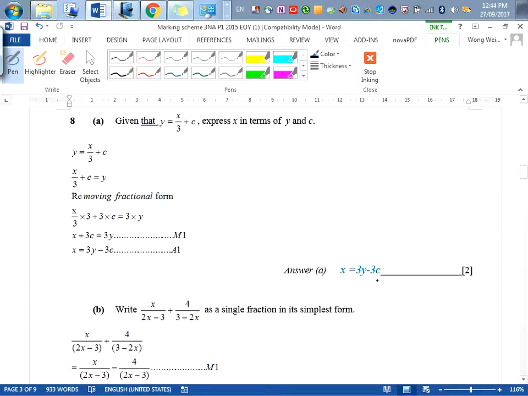Question 8a. Express x in terms of y and c. So this is my x term over here. I want to make this the subject first. So x over 3 is equal to y minus c. Do you get this first step?